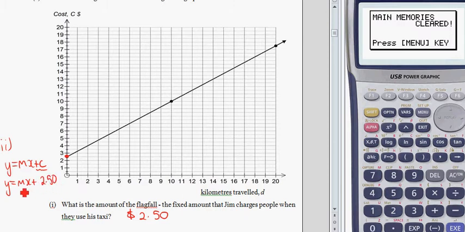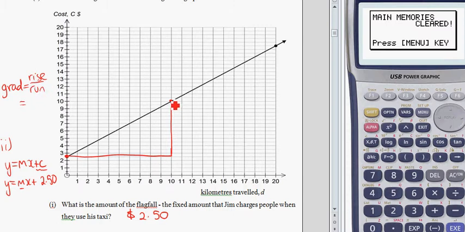Now we're going to need to know the gradient. That's what m stands for, the gradient of the line. There's a couple of ways we can do that. One of the ways would be to use the graph itself, and we know that gradient equals rise over run. So to help yourself, you should have written somewhere gradient equals rise over run.